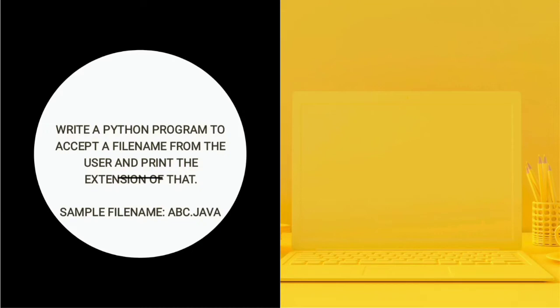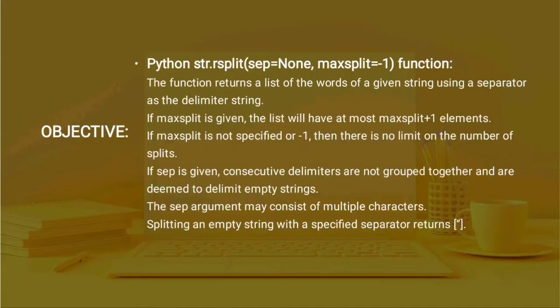Write a Python program to accept a file name from the user and print the extension of that file. Sample file name: abc.java. Objective: Python str.rsplit(sep=None, maxsplit=-1).